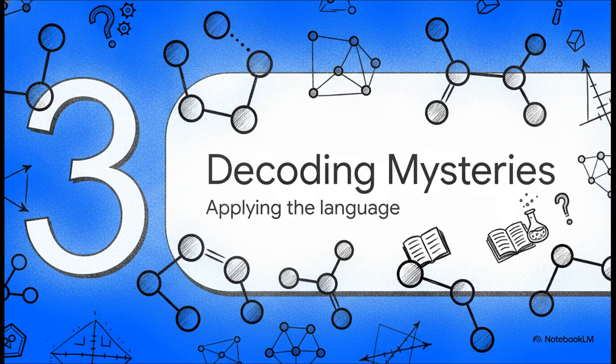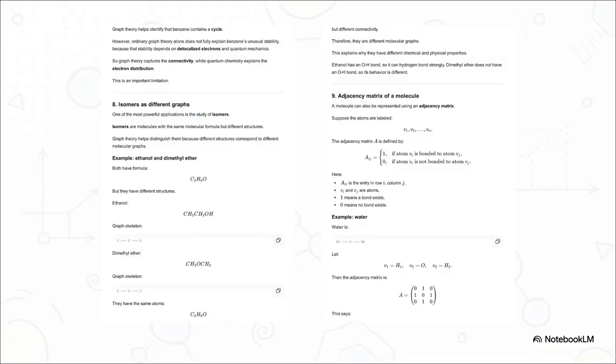Let's put this into practice in section 3, decoding chemical mysteries, applying the language. Okay, get ready, because this is the classic aha moment in organic chemistry. Isomers. Take a look at ethanol and dimethyl ether. If you're just counting up their atoms, they share the exact same molecular formula, C2H6O. 2 carbons, 6 hydrogens, 1 oxygen, done.